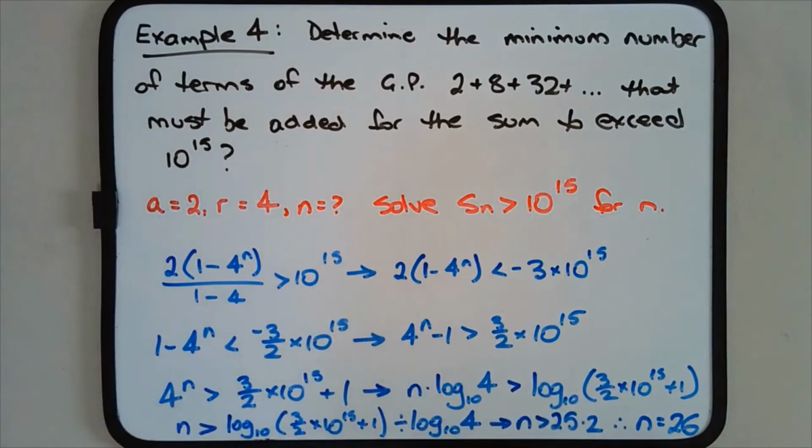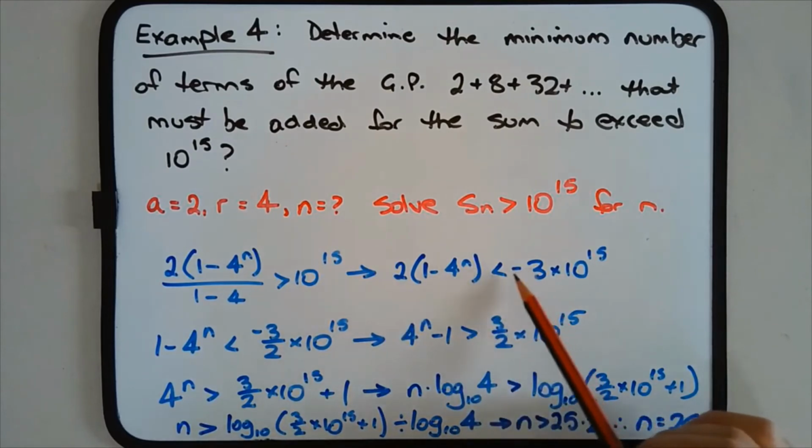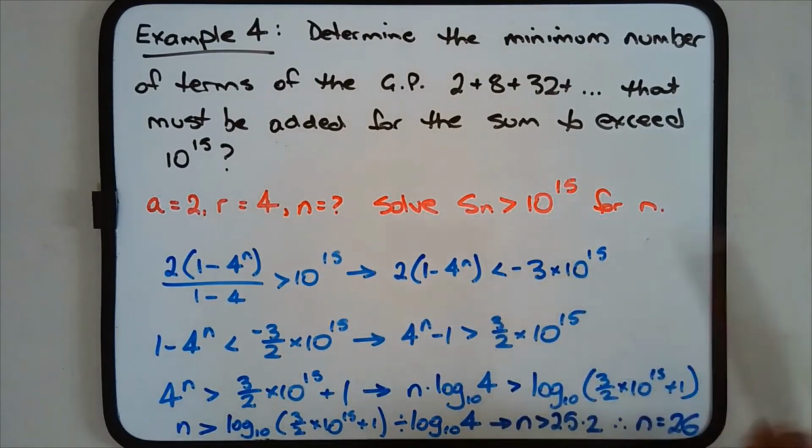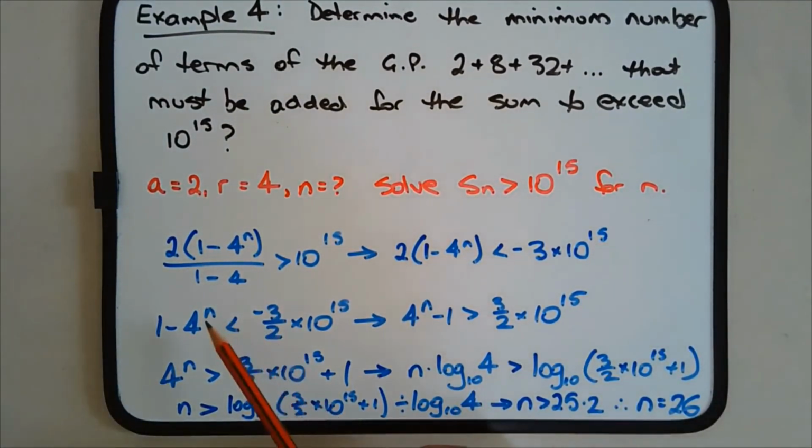So let's rearrange the inequality. So multiplying both sides by negative 3. So that's 1 minus 4 is negative 3. We need to reverse the inequality sign. So we get 2 outside of 1 minus 4 to the power of n less than negative 3 multiplied by 10 to the power of 15. Dividing both sides by 2, we have 1 minus 4 to the power of n less than negative 3 over 2 multiplied by 10 to the power of 15.